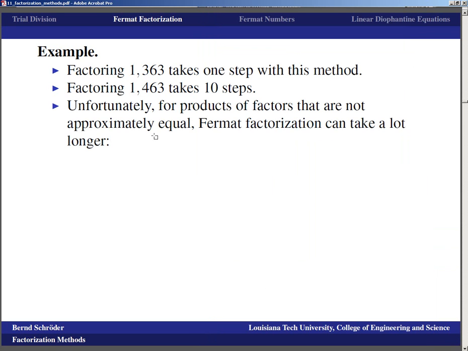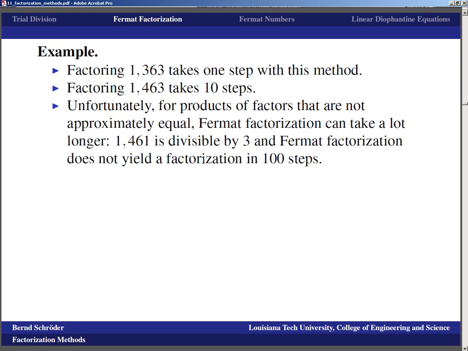However, if you are having products of factors that are not approximately equal, this Fermat factorization can take a lot longer, because after all, we're starting with the situation that the factors are approximately equal, because we're starting around the square root of n. And so, for example, 1461 is divisible by 3, which is about as easy as it comes, right? And Fermat factorization doesn't yield a factorization in 100 steps.